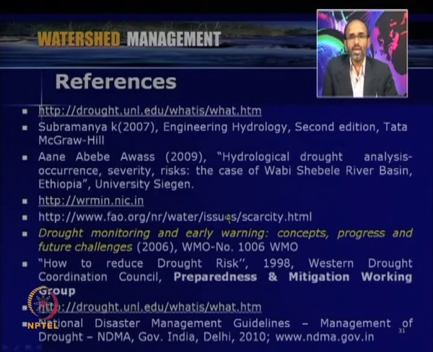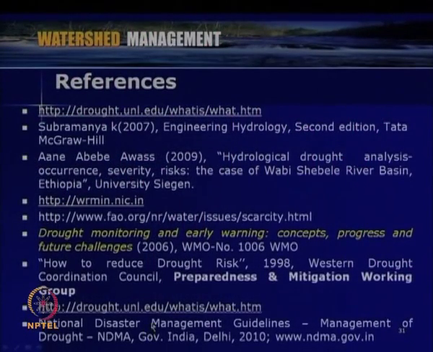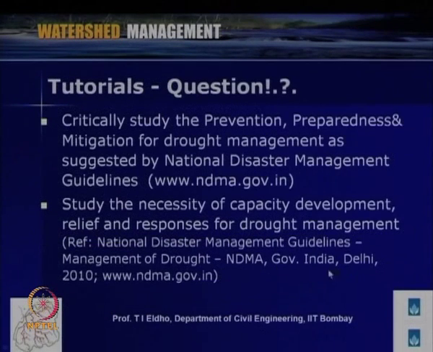So that way we were discussing drought mitigation, short term plans and long term plans, and what strategies are possible as far as drought mitigation is concerned. Some of the important references used for today's lecture are listed here. Then a few questions before closing the lecture. Tutorial questions: critically study the prevention, preparedness and mitigation for drought management as suggested by the National Disaster Management Guidelines. These details are available on this website. Study the necessity of capacity development, relief and responses for drought management. You can do this based upon this report.